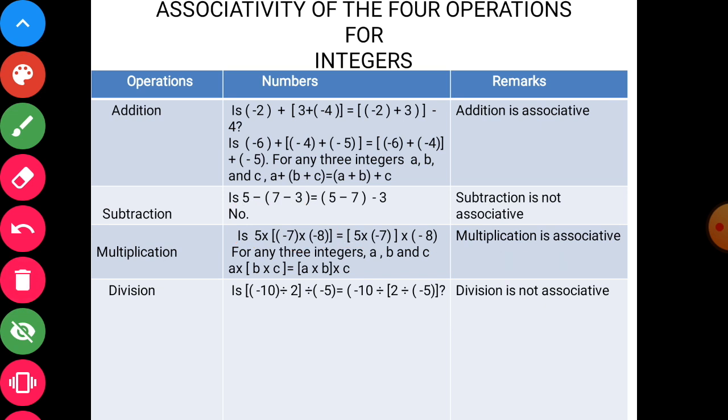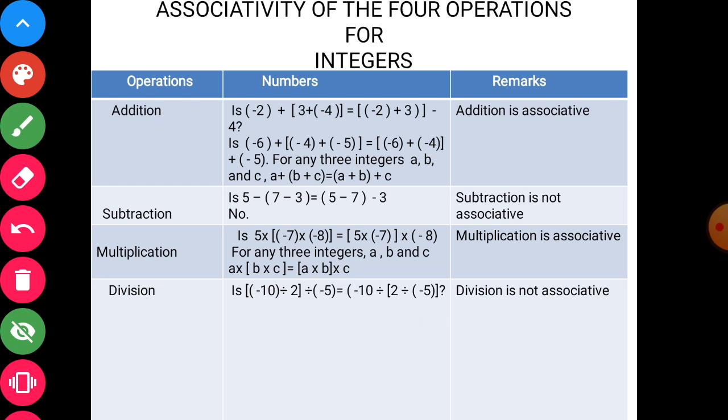Generally you can tell that for any three integers a, b and c, (a into b) into c is equal to a into (b into c). Okay. Next, division: (minus 10 divided by 2) divided by minus 5 is equal to minus 10 divided by (2 divided by minus 5).